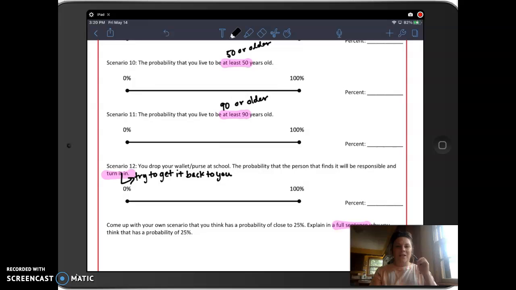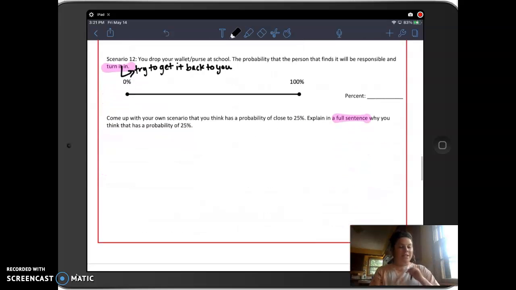The term at least 50 years old means 50 or older. So that can be a little tricky to understand. Remember, 50 or older, 90 or older. And then the last scenario there is, what do you think? What's the odds that somebody's going to be a good person and try to get your wallet back to you? All right, come with your full sentence in class and we will go over it. Good luck.